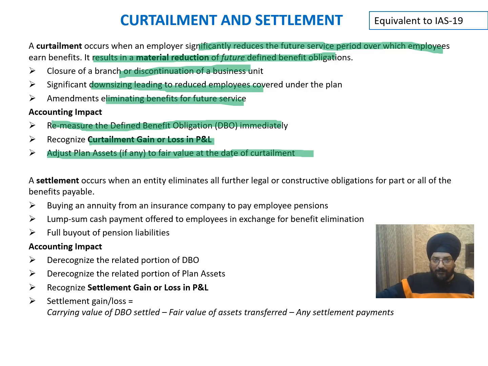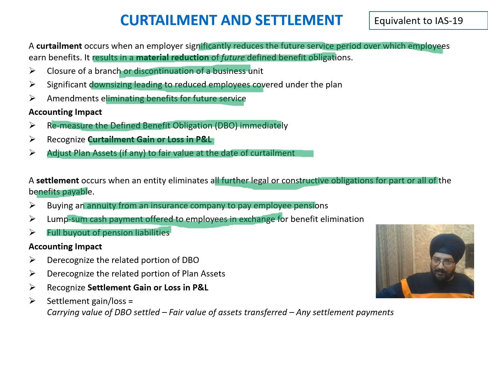While we are talking about settlement, settlement occurs when the entity eliminates all further legal or constructive obligation for part of the benefits payable. Examples are buying an annuity from an insurance company to pay the employee pension, a lump sum cash payment offered to the employee in exchange for the benefit elimination, and a full buyout of pension. So basically, it's a one-time settlement, an amount which is paid to the employees.